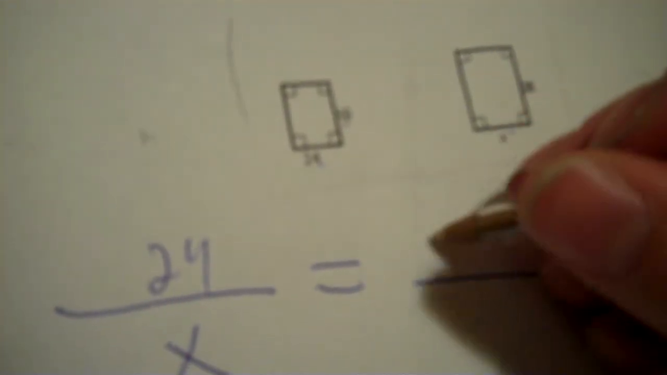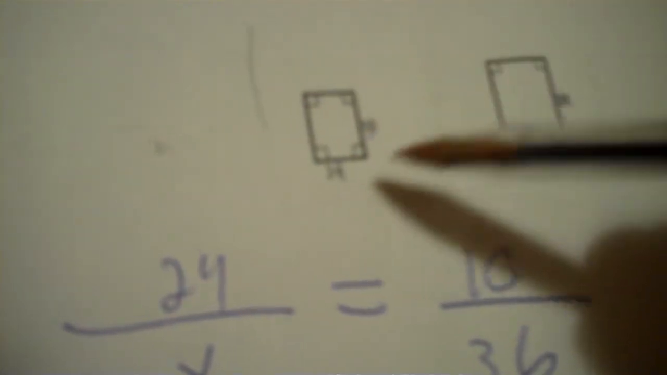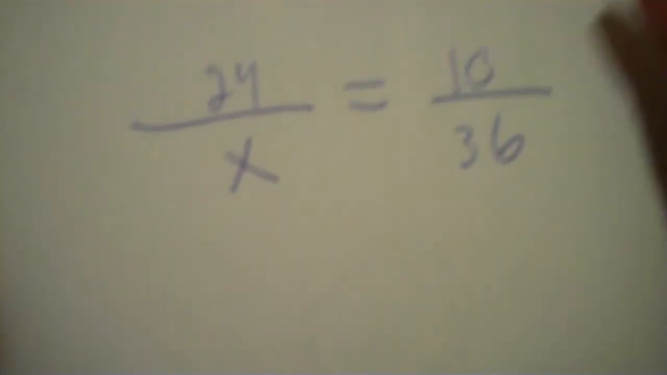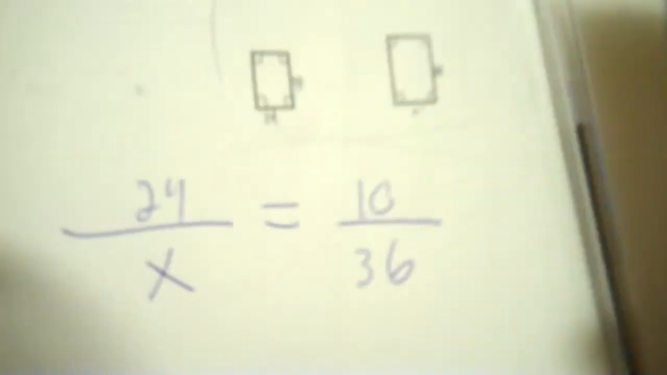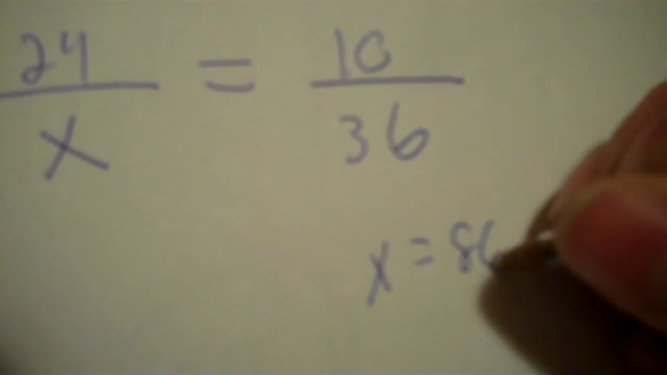Okay, you're going to set up a proportion. So 24 is to X what 10 is to 36. 24 to X is a ratio and 10 to 36. So I'm going to cross multiply and divide. 24 times 36. Well, that's equal to 10 times X, so I'll just divide by 10, and it's 86.4. Kind of a weird looking answer, but it's right.